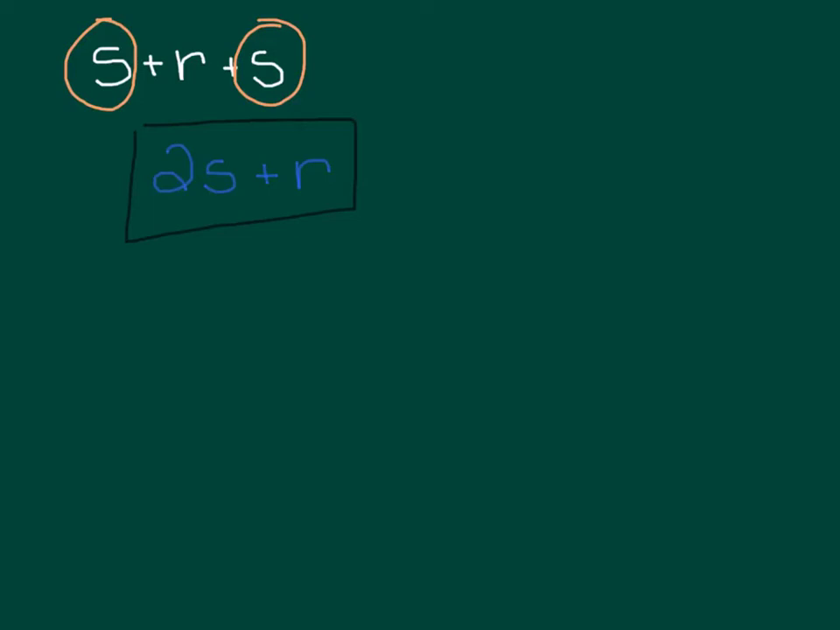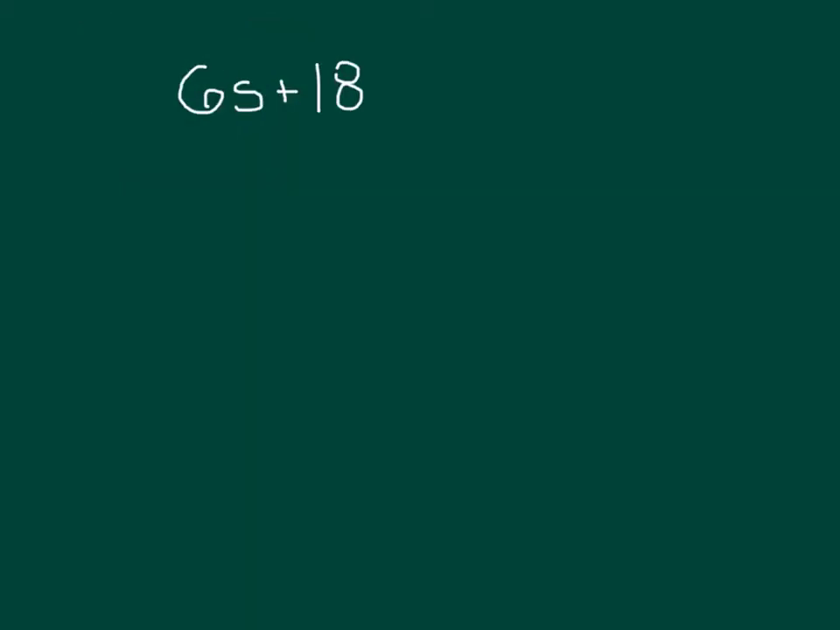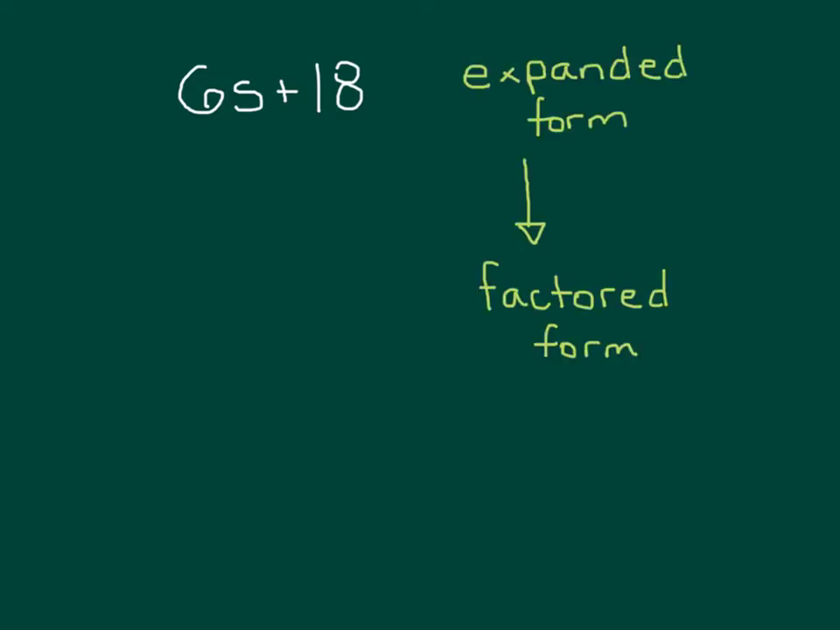Now let's look at how we might use expanded form and how we might make that into factored form. Here's our next example. In this example, we have the term 6s and the term 18. So the idea is, how can we take this expanded form and create this idea of factored form? So going back and looking at our two terms, again, that's our 6s and our 18, we begin to look for our GCF. I'm going to look at 6s, and then I'm going to look at 18.